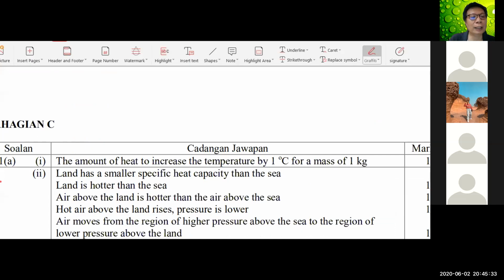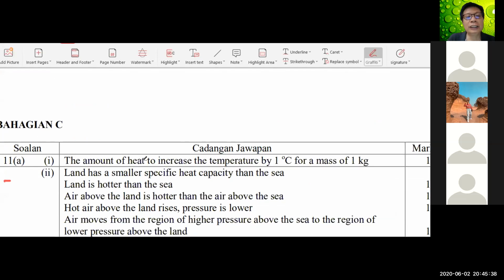Now you can copy the answer. This one is specific capacity: the amount of heat to increase the temperature by 1 degree for the mass of 1 kg. Same now. And then part two, land has smaller specific capacity than the seawater. So land is hotter than sea. The air above the land is hotter, then hot air rises, pressure becomes low. Air moves from the high pressure region above the sea to the region of low pressure above the land. So this is a complete answer. Okay.